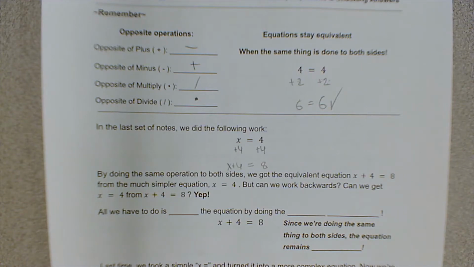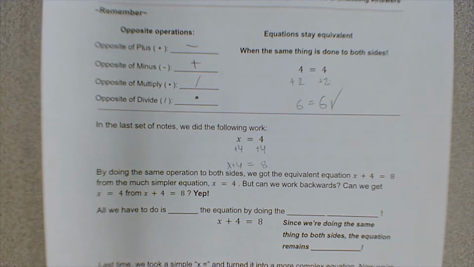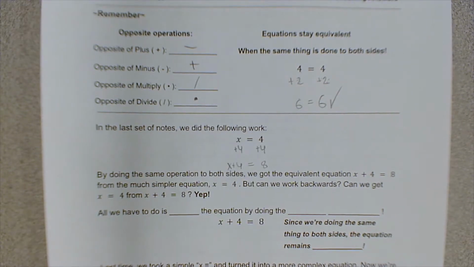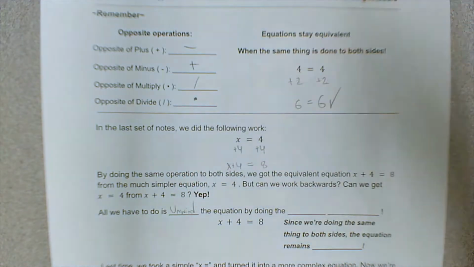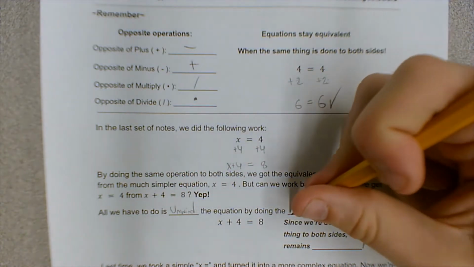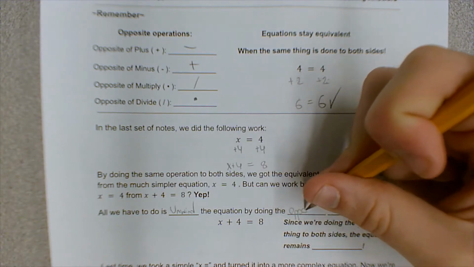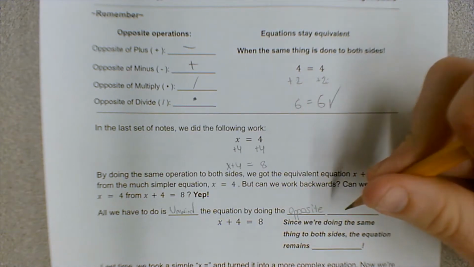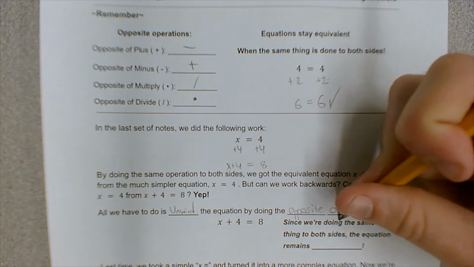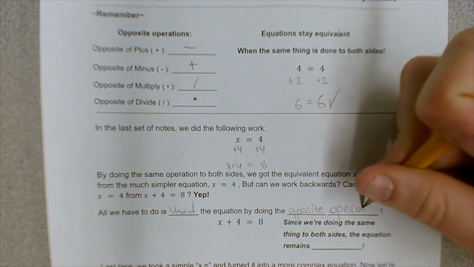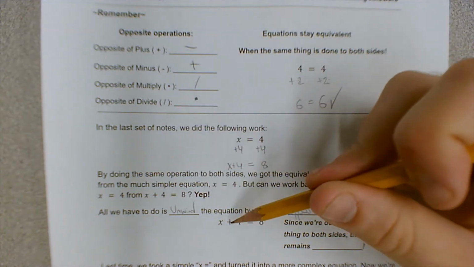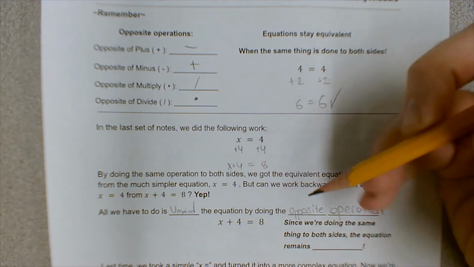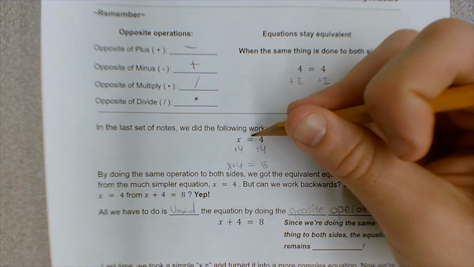But can we work backwards? Can we get from x equals 4 to x plus 4 equals 8? Of course we can. All we have to do is unwind the equation by doing the opposite operations. We're going to take our more complex equation and unwind it by doing opposite operations. We're literally going backwards in time. So, instead of adding 4 to get up to this plus 4, we're going to subtract 4 to get back down to the original equation.